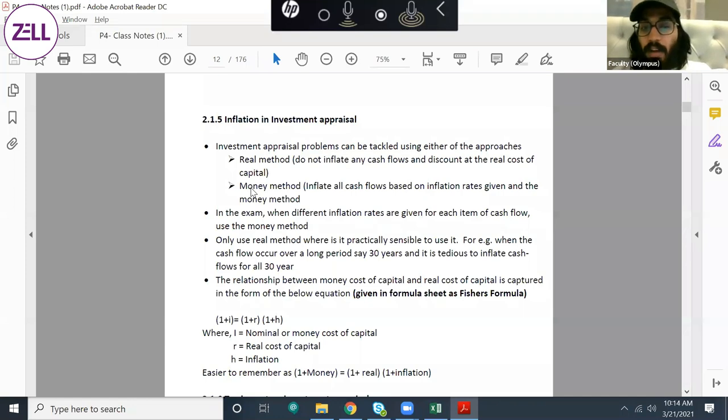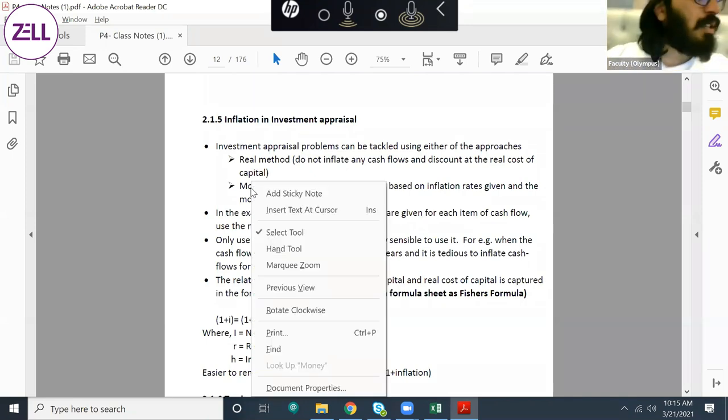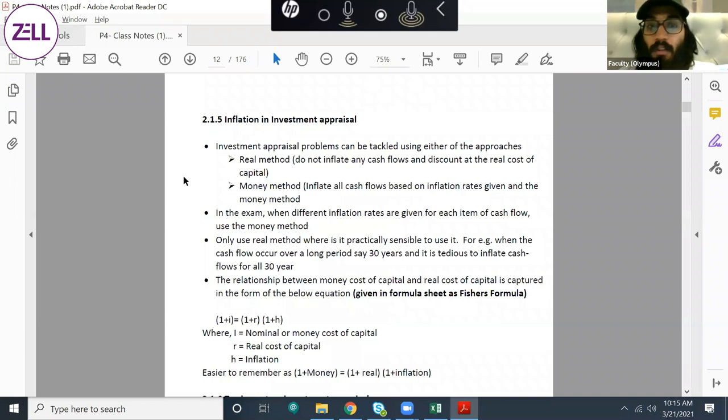Okay. Clear everyone? From an exam standpoint, you will hardly come across one or two questions where you have to use the real method, but that is also not for 30 years. It will again be for 4-5 years, but the question will specifically mention that you use the real method. Otherwise, it's not required. 99% of the time we'll always be using the money method, because that's more complex and from an exam standpoint. Clear everyone?